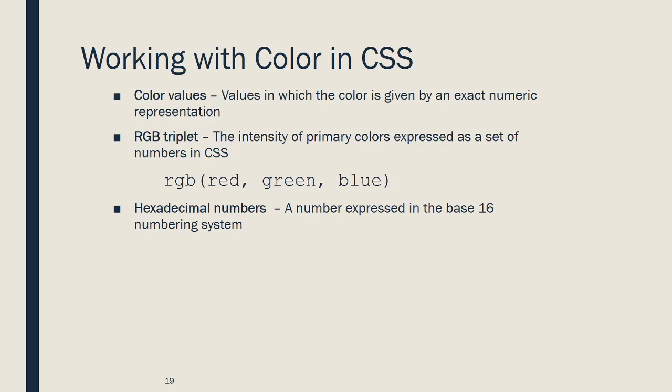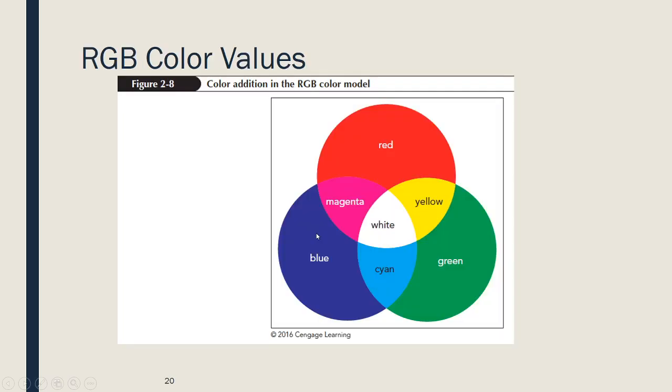the RGB color triplet. So the intensity of primary colors are expressed as a set of numbers in CSS. We have the RGB color, and inside the parentheses, we have to specify the color values for the red, green, and blue. We can also use the hexadecimal numbers, which can be expressed in the base 16 numbering system.